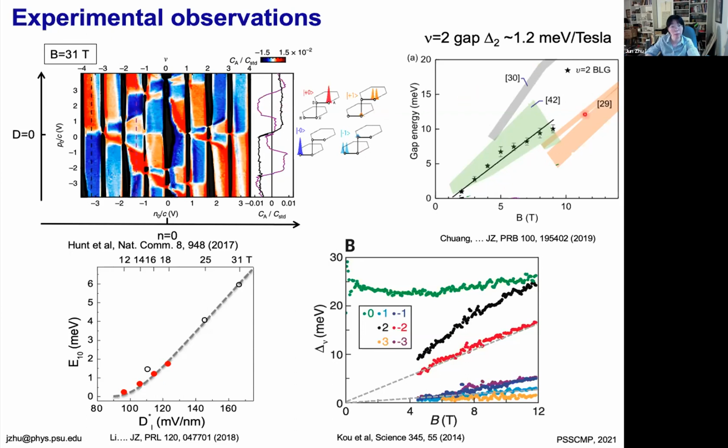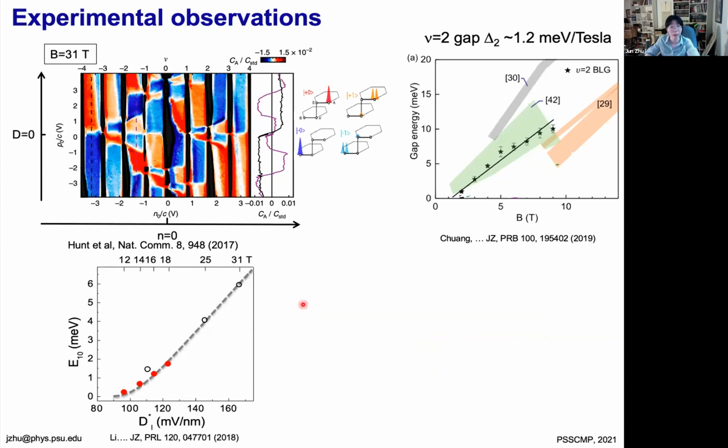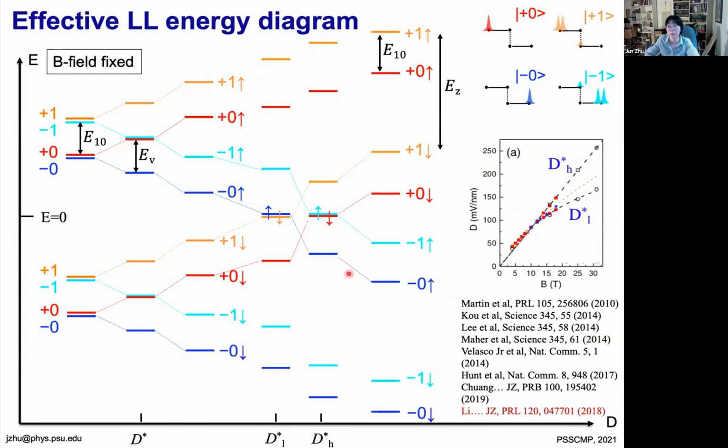There are also other measurements, for example, measurements of the gap at nu equals 2 as a function of magnetic field and so on and so forth. So here I've listed some of our measurements and other people's measurements. This is from the Jacobi group. You can see the gap measurements of that. This is our measurements of the E10 as a function of D field and B field. So if we put all of that together, we get back to this level diagram.